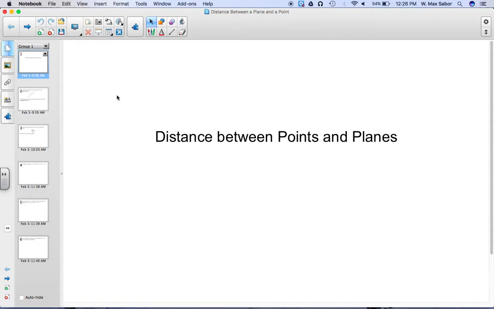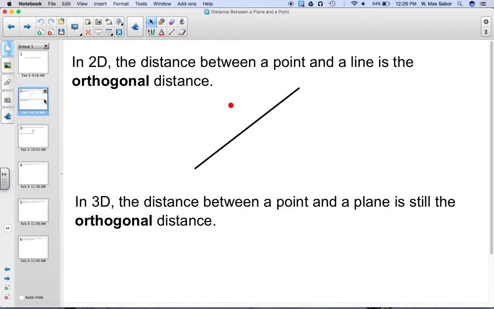How do we calculate the distance between a point and a plane? Well, remember that in two dimensions, the analog would be the distance between a point and a line, and that is the orthogonal distance. So we're not going straight down, we're not going straight to the right, we're going diagonally in a way that this is perpendicular. So orthogonal, again remember, meaning perpendicular.